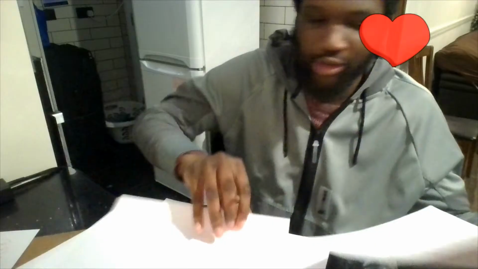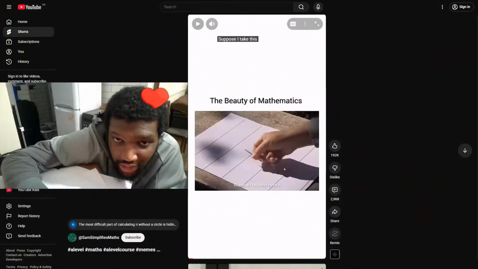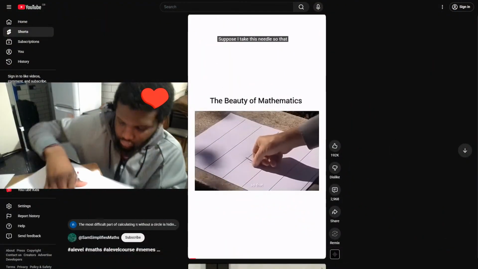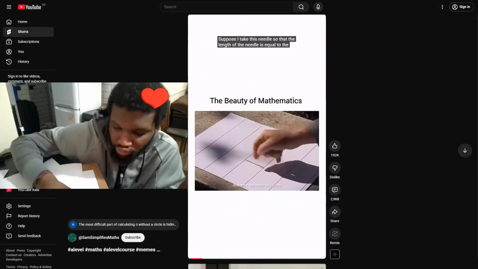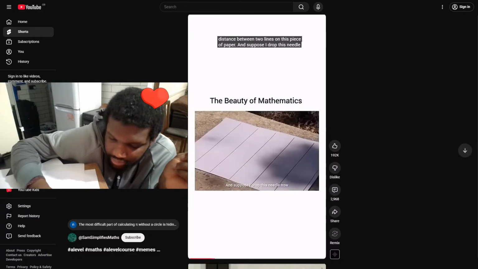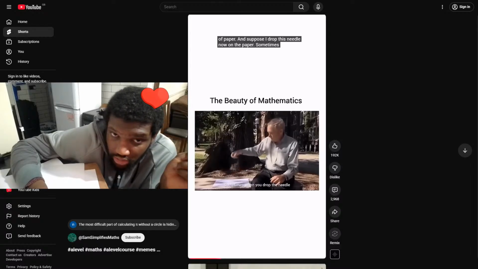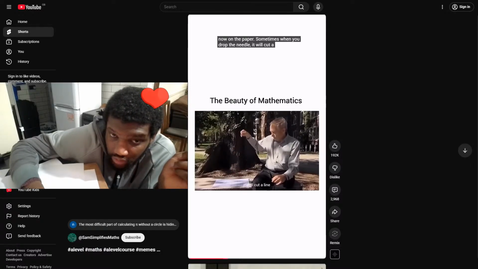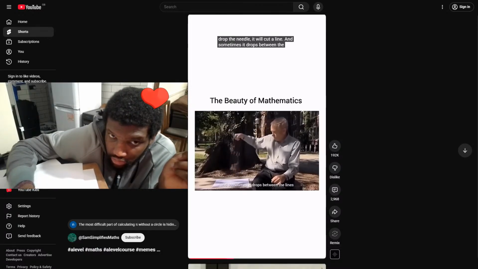You see this here? So finally, let me define this. Guys, I need this properly now. So this is what I'm saying. I'm going to try to do it properly now, but I'm not going to use this brick. Let me try to do it. So the problem to solve really is this: the needle. The length of the needle is equal to the distance between two lines on this piece of paper. Suppose I drop this needle on the paper. Sometimes when you drop the needle, it will cut a line, and sometimes it drops between the lines.